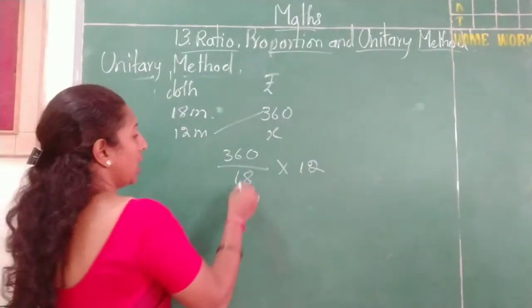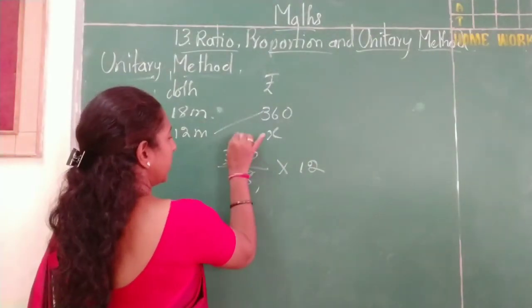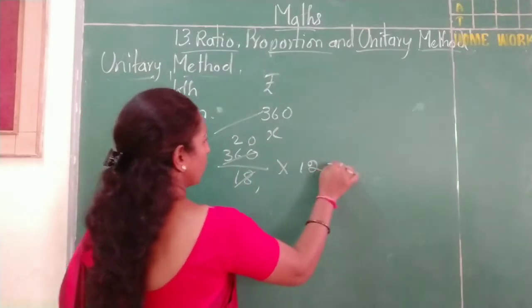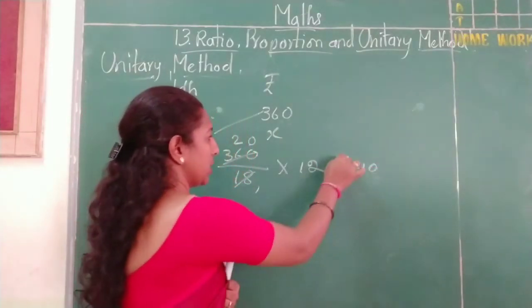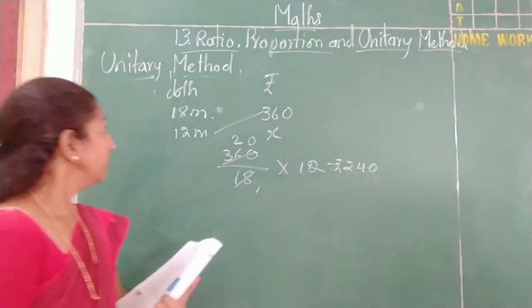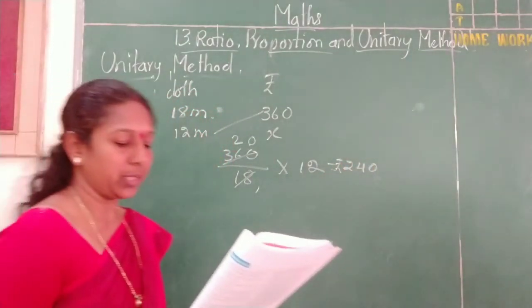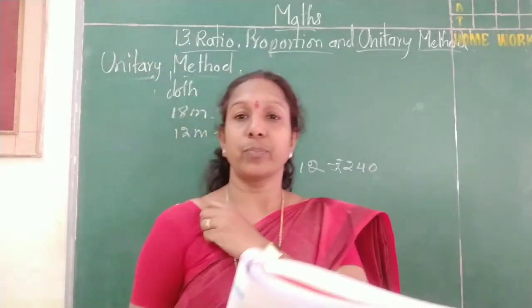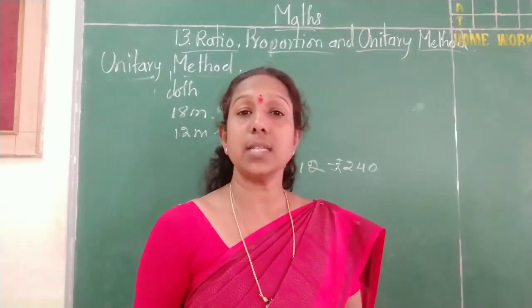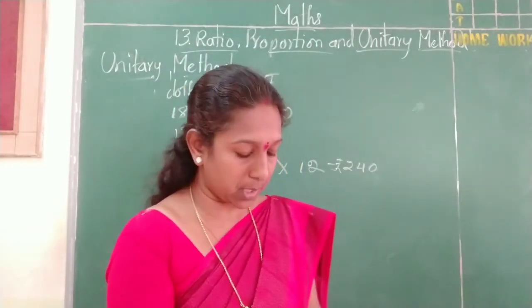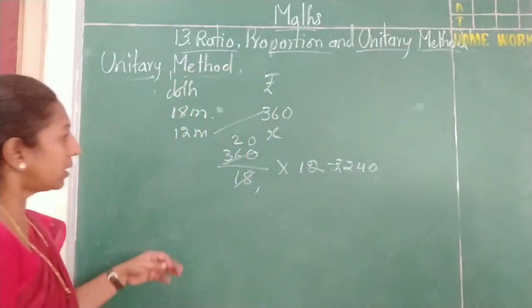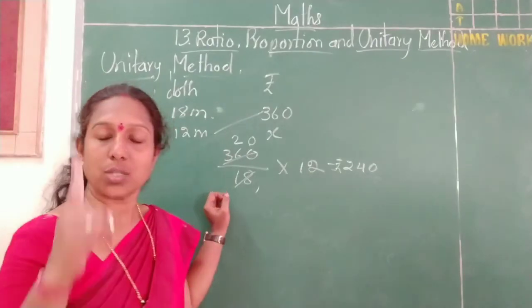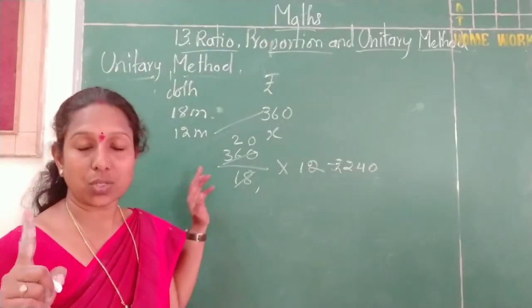Now here, 18 ones are 18, 18 twos are 36, so 0. Then 12 twos are 24 and 0. So what is the cost here? Rupees 240 will be the cost of that. So this is how you have to solve the problems of the unitary method. Unitary method means when I divide like this, we get the cost of one item, meaning the cost of 1 meter.